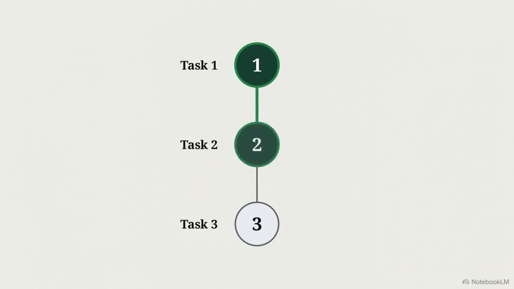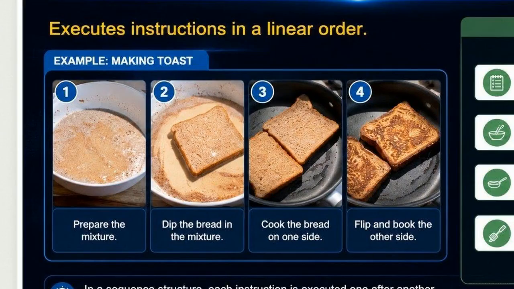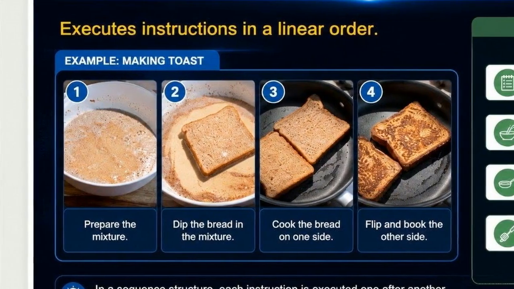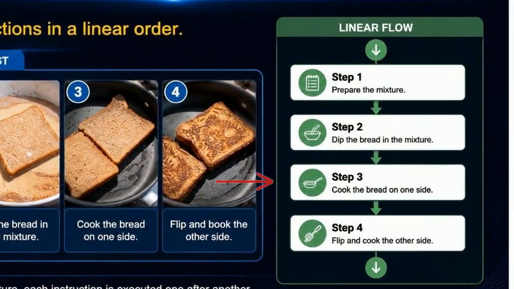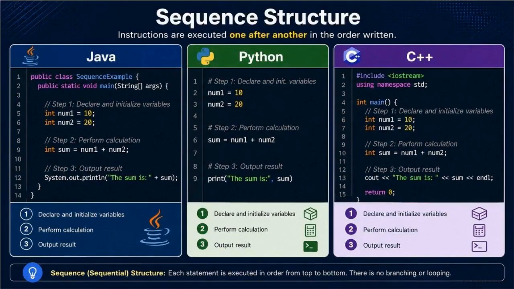The core rule of a sequence is linearity. Tasks must be executed in a specific order, one after the other, without any branching or skipping. This is easily seen in a physical process like making French toast. You have to prepare the mixture first, dip the bread second, and cook it third. If you change that order, the process fails.